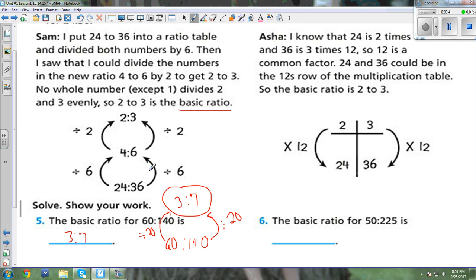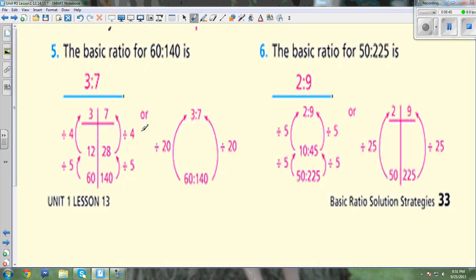So let's take a look at number 5 and 6 here. I have the answers here, and I can show you the 2 different ways that they did it. So again, if you haven't done so already, copy down number 5, and the basic ratio for 60 to 140 is 3 to 7, just like I said. Here's one way of doing it, and here's the other way of doing it. This is the way I showed you. 60 and 140 divided by 20, 3 to 7.